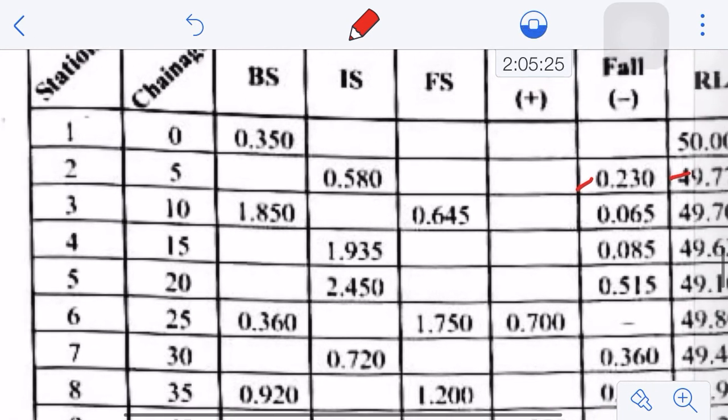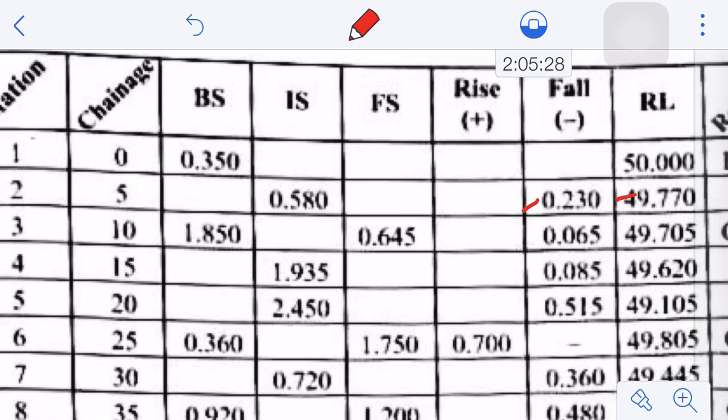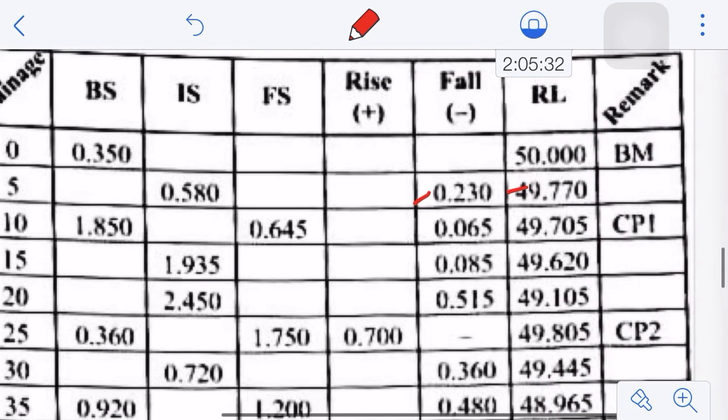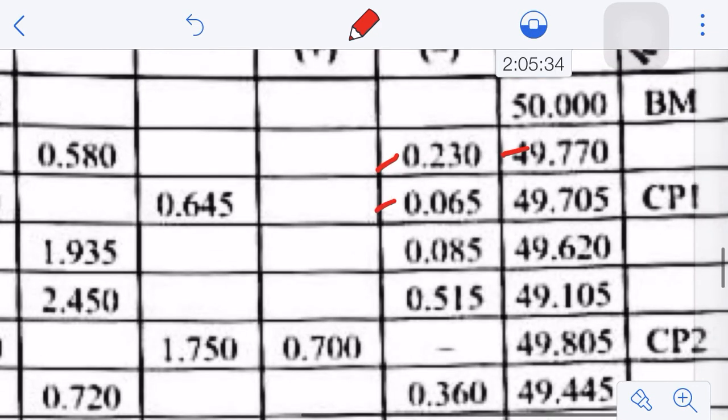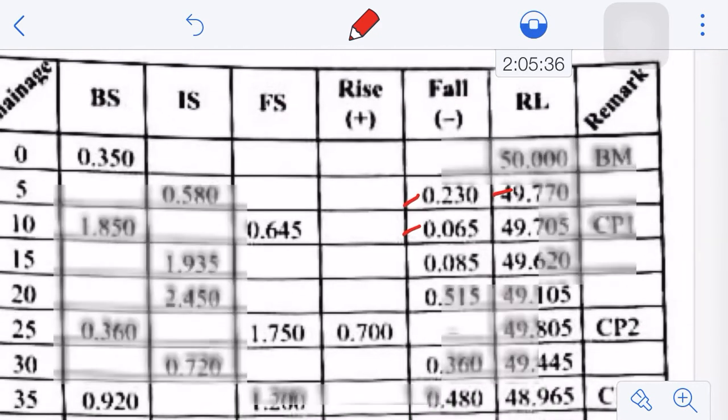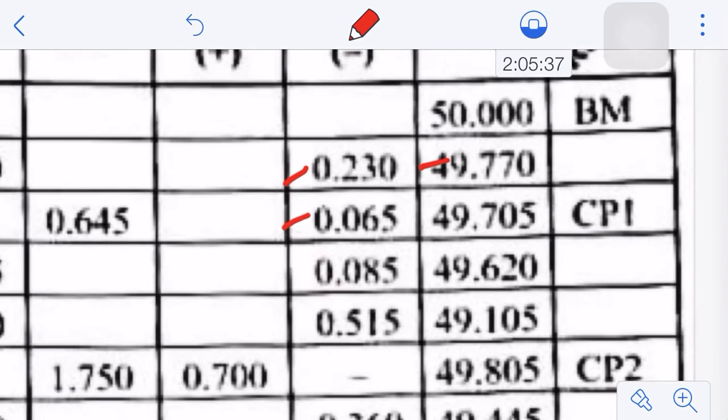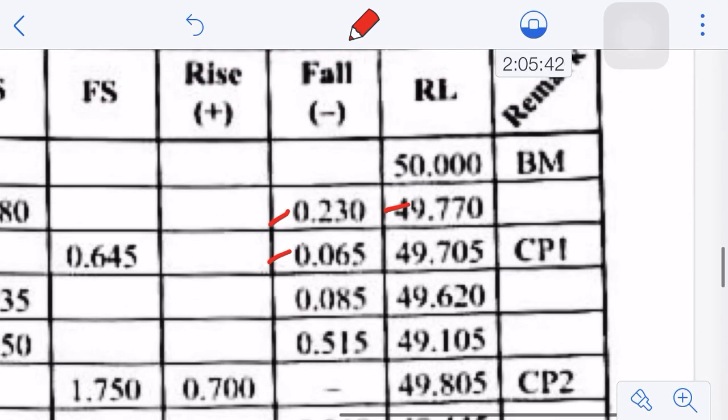Then for station number 3, we are moving from 0.580 reading to 0.645 reading. Again, it is increasing. That means it is indicating fall, and the difference is 0.065. We have written it in the fall column. It has to be subtracted now, but again, this is the trick. This is the main point: this 0.065, that fall reading, should be subtracted from the previous RL and not from the benchmark every time.